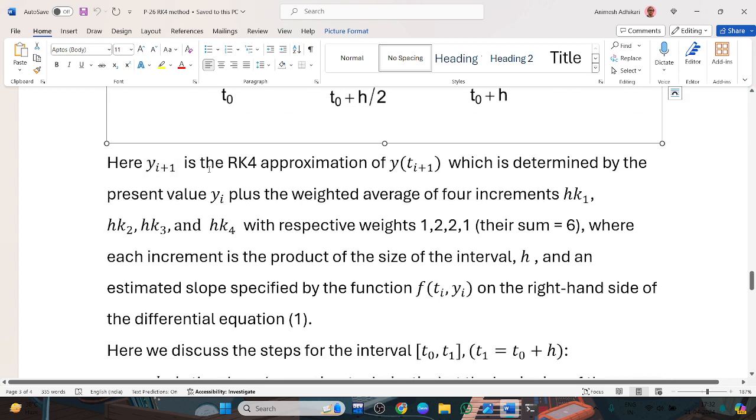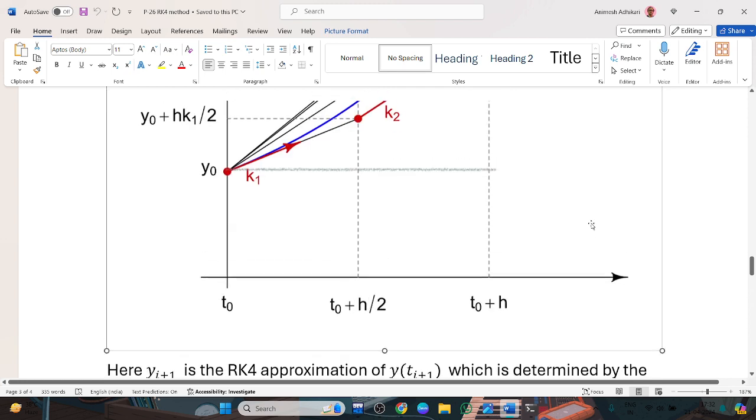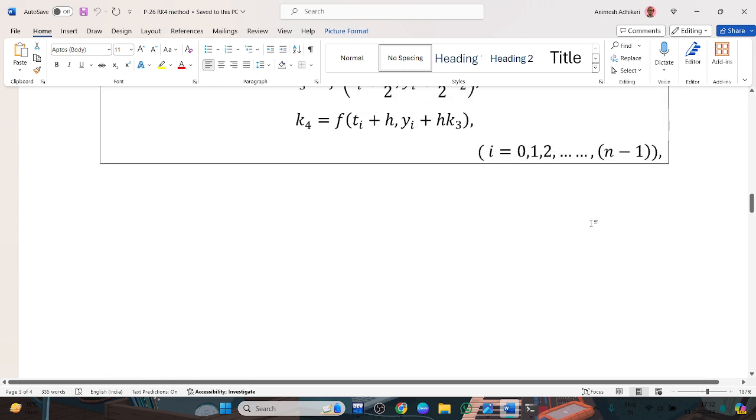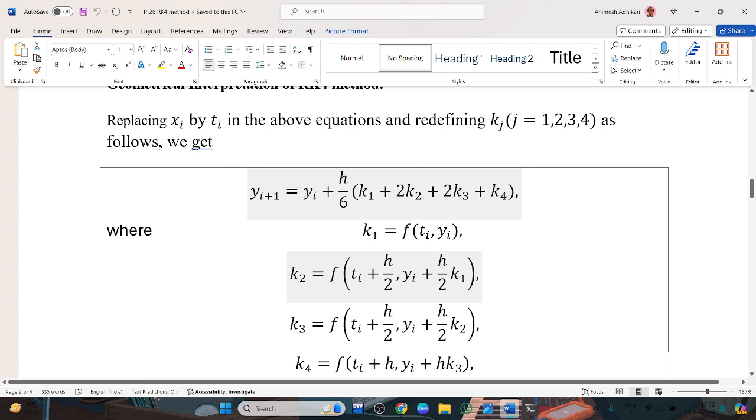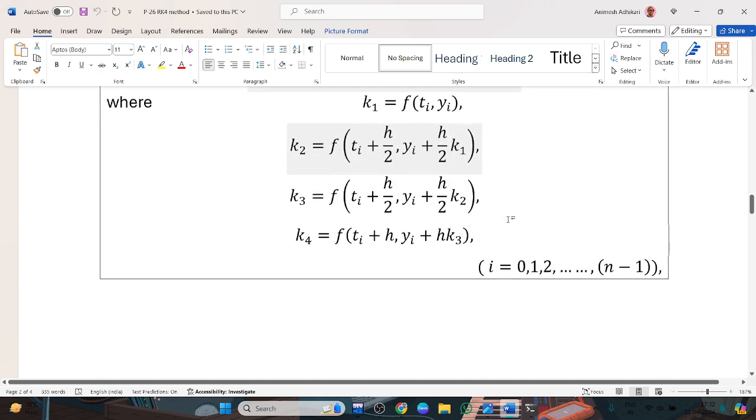Here y i plus 1 is the RK4 approximation of y at the point t i plus 1, which is determined by the present value y i plus the weighted average of the four increments h k1, h k2, h k3 and h k4 with the respective weights 1, 2, 2 and 1. So the sum is equal to 6. So we have y i plus 1 equal to y i plus h by 6 into (k1 plus 2 k2 plus 2 k3 plus k4).